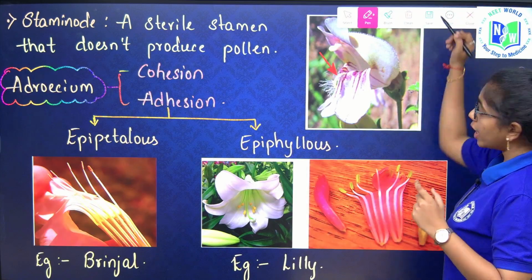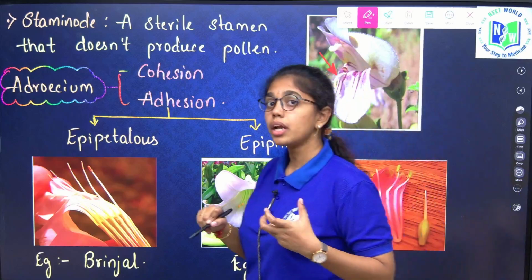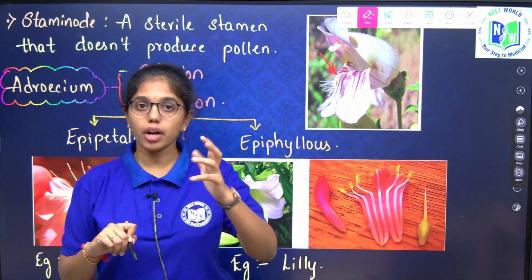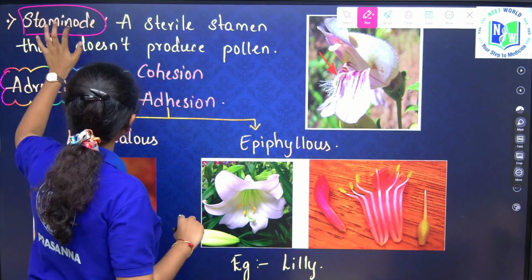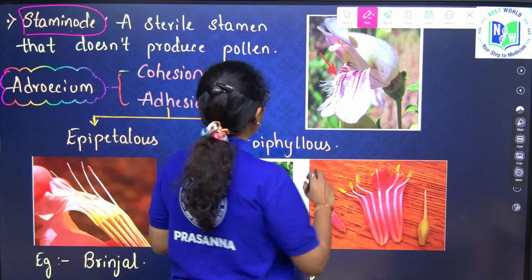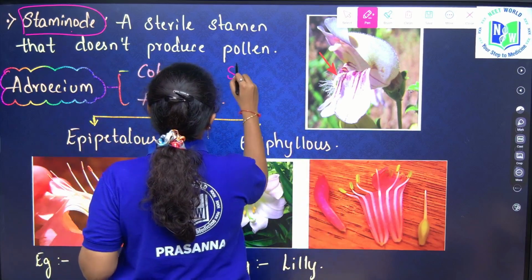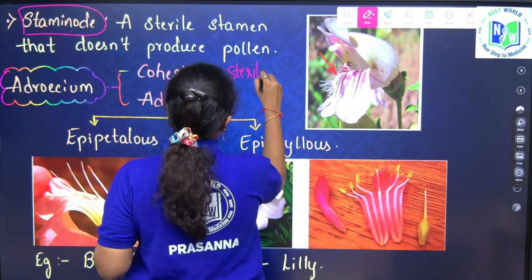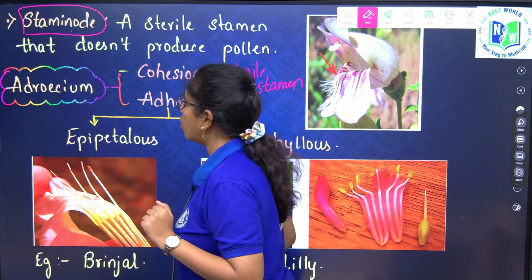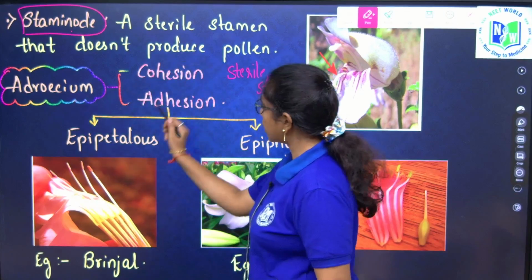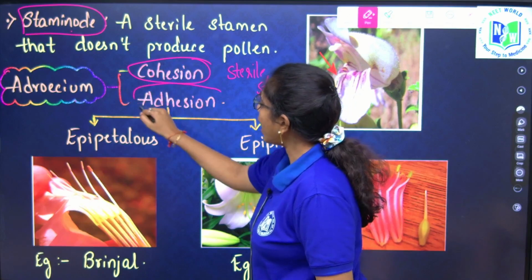And if in any stamen the anther does not release any pollen grains, then it is called a staminode. What is a staminode? A sterile stamen is called a staminode. Androecium, just now we have discussed cohesion and adhesion.